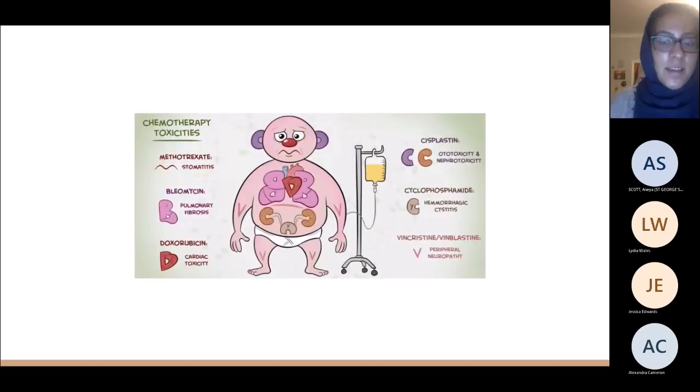Now, in terms of the specific side effects associated with some of the chemotherapies, I don't know if you guys have ever seen this chemo bear.